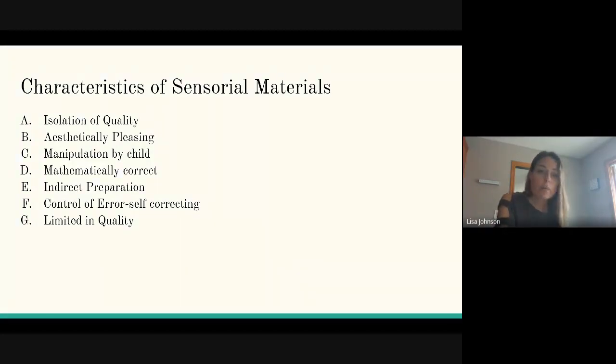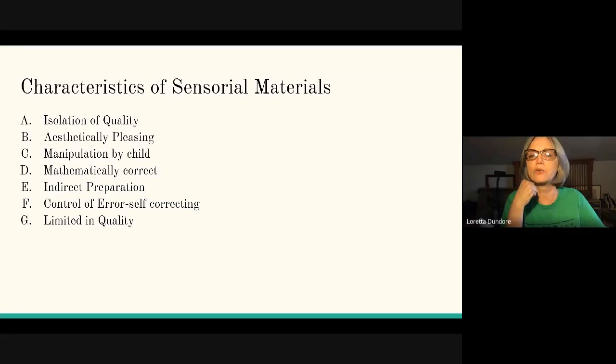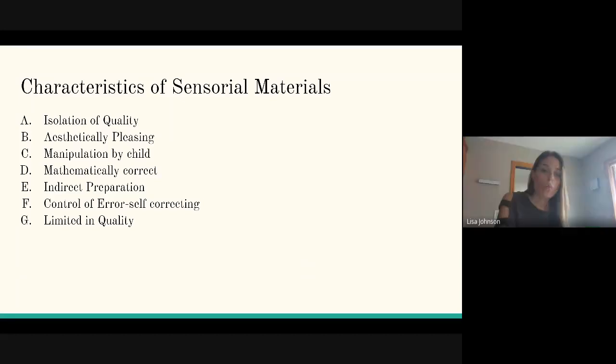So when we talk about... Is that quantity, Lisa, or quality? Quality. Oh, it should be quantity. Yeah, it's limited, meaning we only have one. Yes. And now I can't find my notes. I was going to talk about isolation of quality a bit.